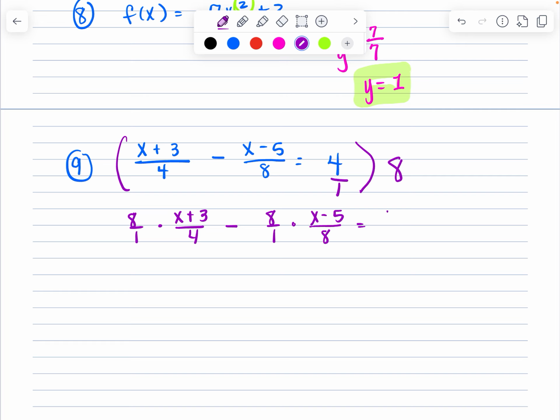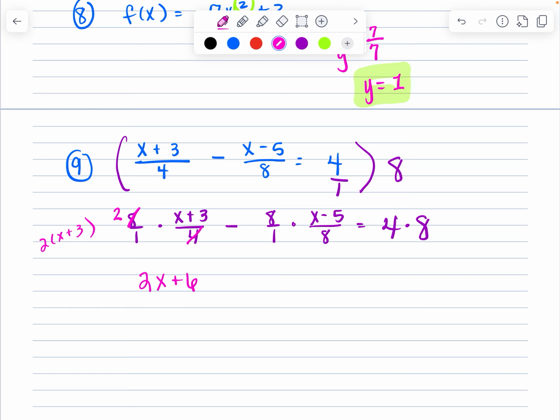And then 4 times 8. That looks weird, so I'm going to make that a big 4 and 8. 4 times 8. There we go. On the left side, 4 goes into 8 2 times. So on this first one, I'm just doing 2 times x plus 3. It's the distributive property. So 2 times x is 2x, and 2 times plus 3 is 6.